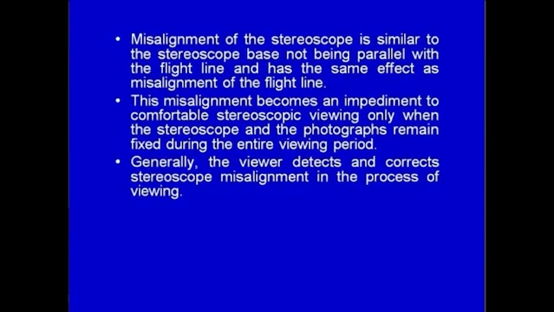Misalignment of the stereoscope is similar to the stereoscopic base not being parallel with the flight line and has the same effect as the misalignment of the flight line. This alignment becomes an impediment to comfortable stereoscopic viewing only when the stereoscope and the photographs remain fixed during the entire viewing period. Generally, the viewer detects and corrects stereoscopic misalignment in the process of viewing.